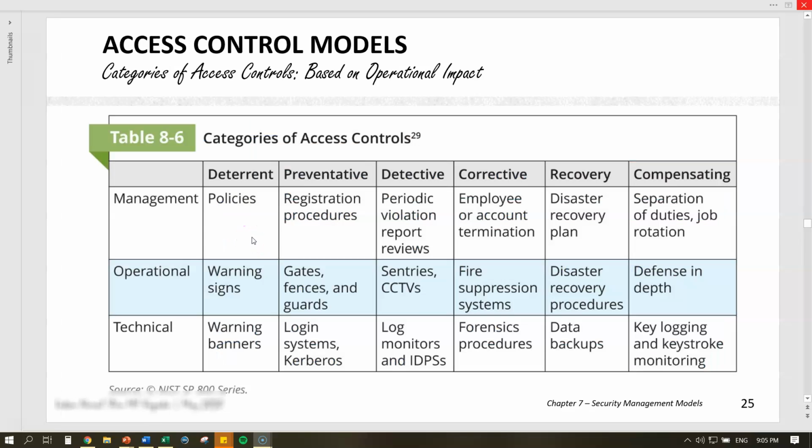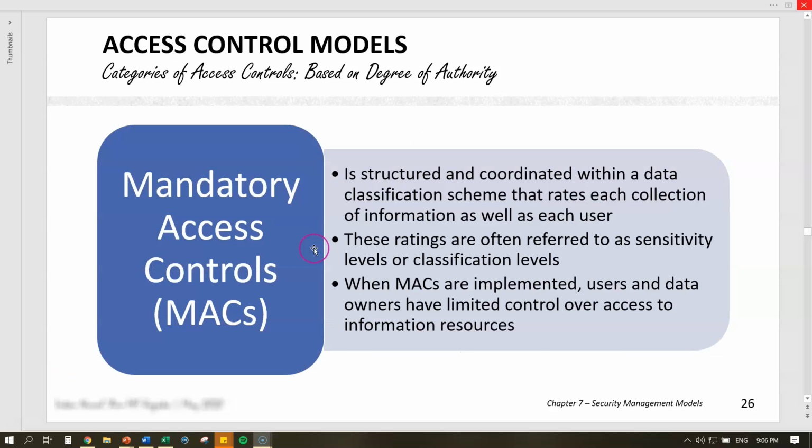Whereas the second approach of access control is based on operational impact. It means that it looks at the categorized controls based on their operational impact on the organization, which is they look at the management, operational, and also technical level. The third approach of access control category is based on degree of authority. One of the methods used is mandatory access controls or MACs.